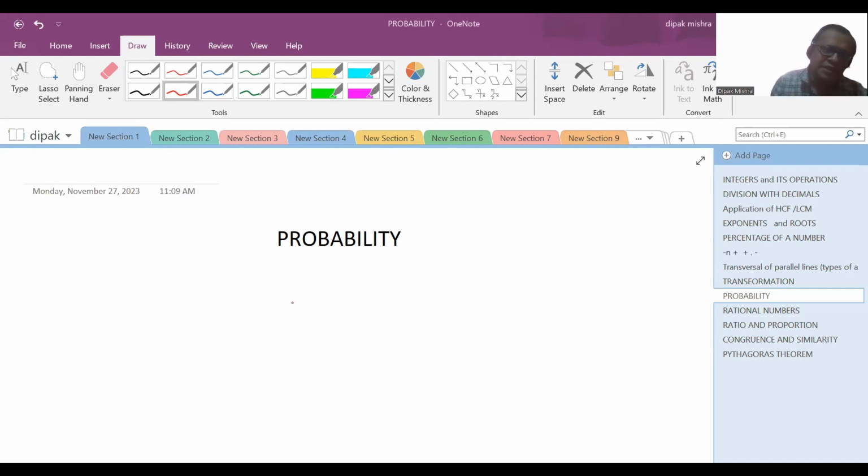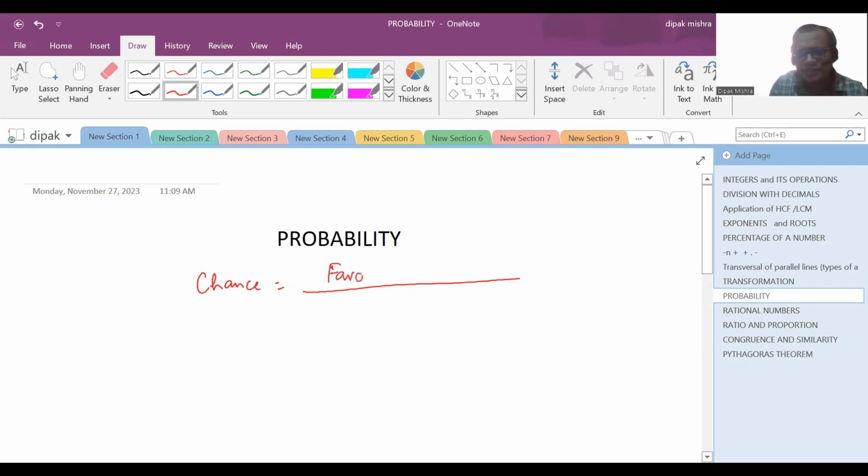Basically, when I say probability, it means a chance. So what do I mean by chance? Chance means favorable cases over total events, or favorable events over total events.